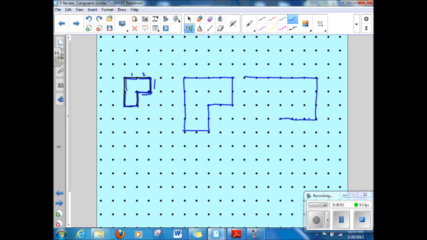And let's see, there's 1 line segment going down, so I'll make that 3. 1, 2, 3. 1 line segment across the bottom, and that's 1, 2, 3. And then 2 line segments up, and let's see, 1, 2, 3, 4, 5, 6. That's right. And I'm there. I made it 3 times as big.